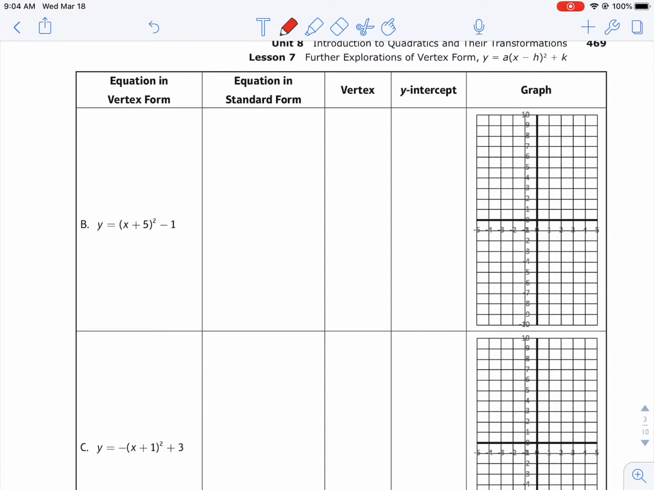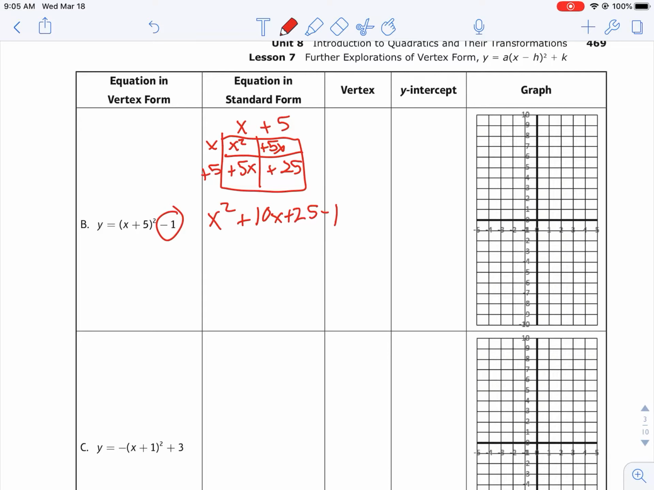Letter B, let's do box method. I'm also going to demonstrate a shortcut after we do box method. This gives us x squared plus 10x plus 25, and then we still have a minus 1 from the original problem. So this standard form is x squared plus 10x plus 24. Our vertex we know is negative 5, negative 1 from the vertex form, and the y-intercept is 0, 24.